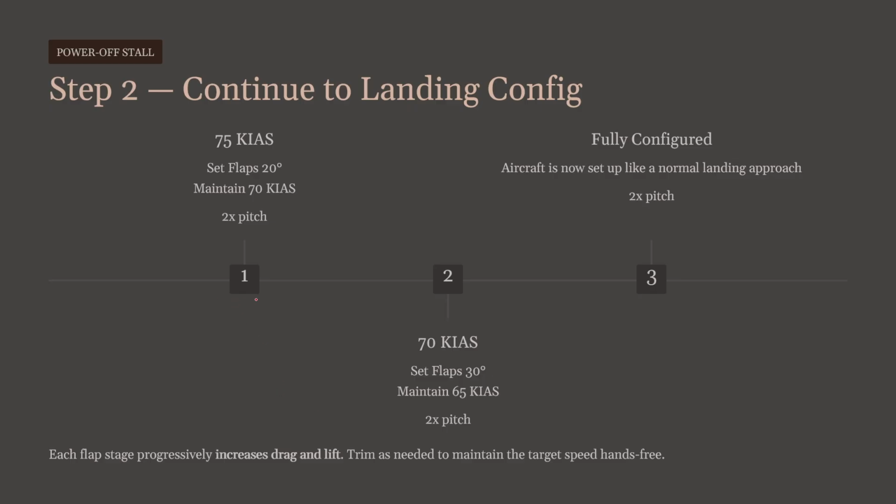Alright, now as the airplane slows down at around 75 knots, we extend the flaps to 20 degrees here and maintain about 70 knots. And then at around 70 knots, we extend the flaps to 30, which is full, and stabilize at approximately 65 knots. Okay. So now the airplane is essentially configured like a final approach for landing. Okay. Great.